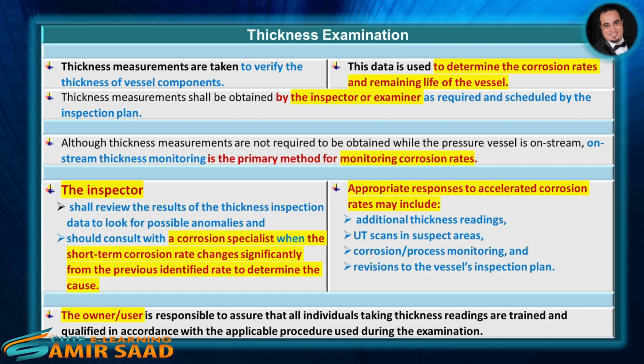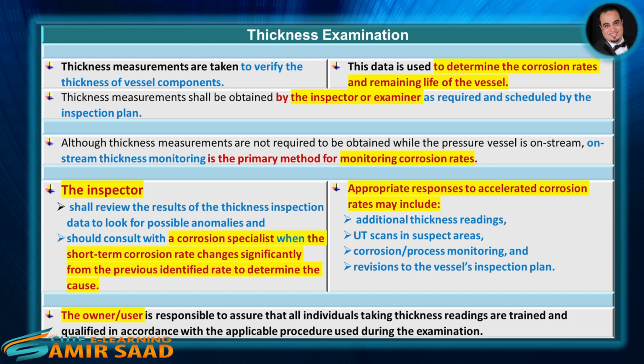Although thickness measurements are not required to be obtained while the pressure vessel is on stream, on-stream thickness monitoring is the primary method for monitoring corrosion rates. The inspector shall review the results of the thickness inspection data to look for possible anomalies and should consult with a corrosion specialist when the short-term corrosion rate changes significantly from the previous identified rate to determine the cause.